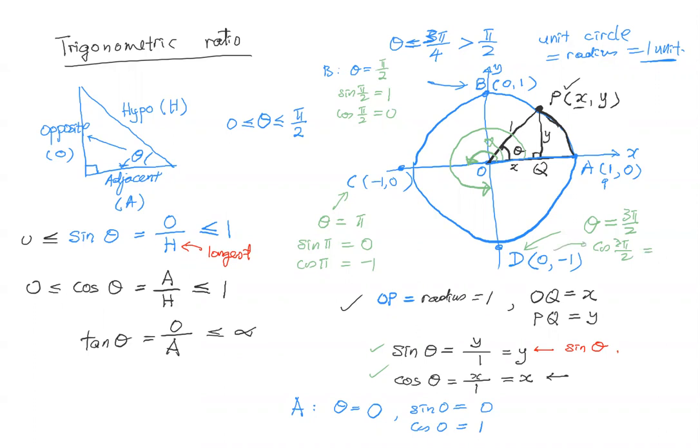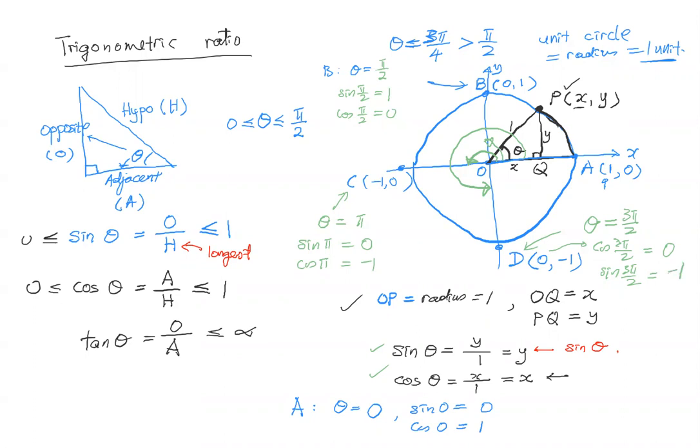What is cos 0? What is cos 3 pi by 2? 0. What is sin 3 pi by 2? Minus 1. Negative 1. Yeah.